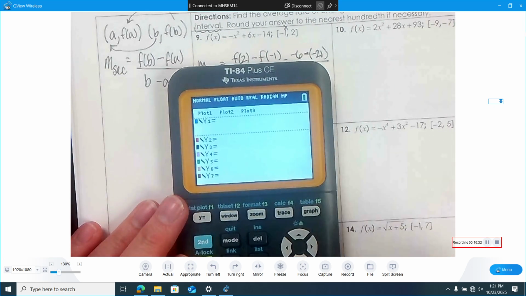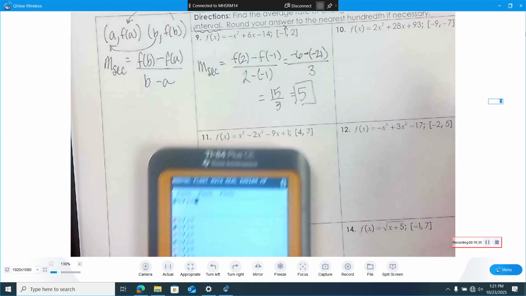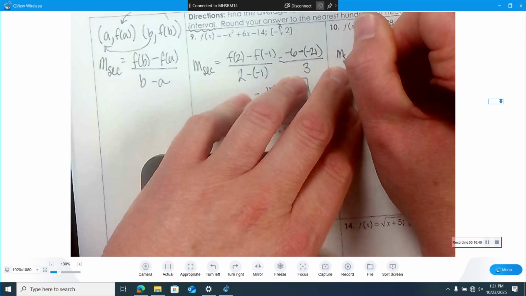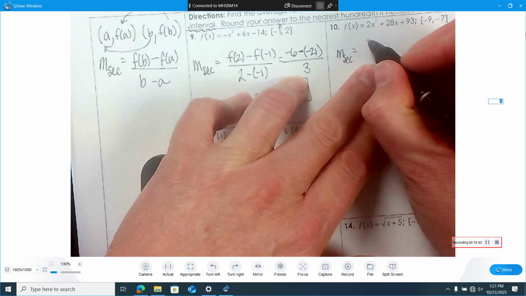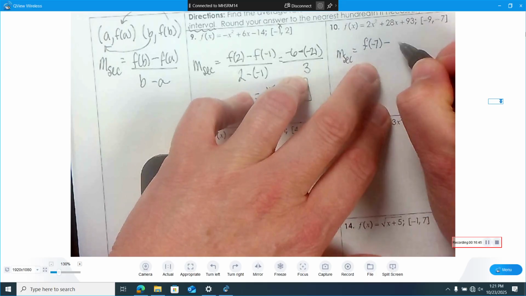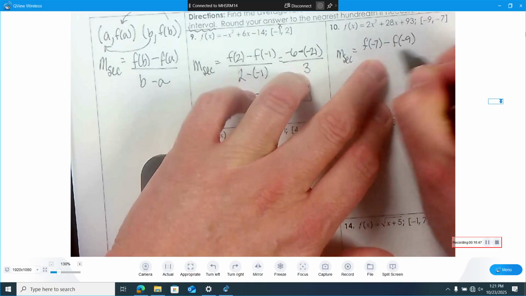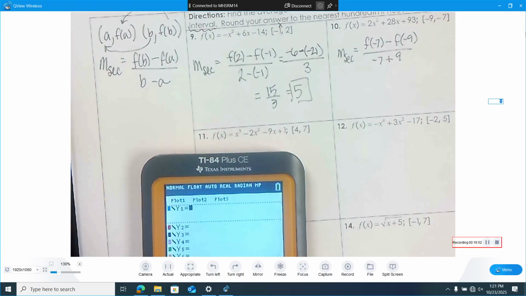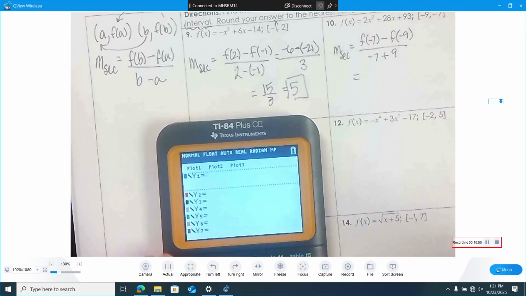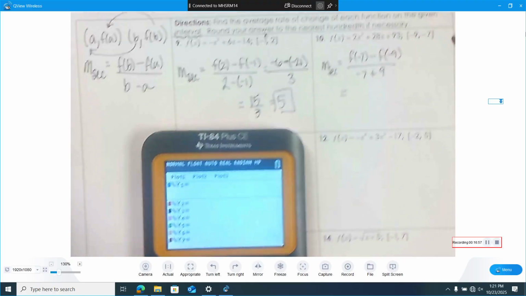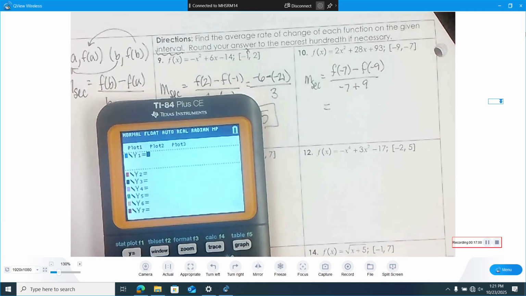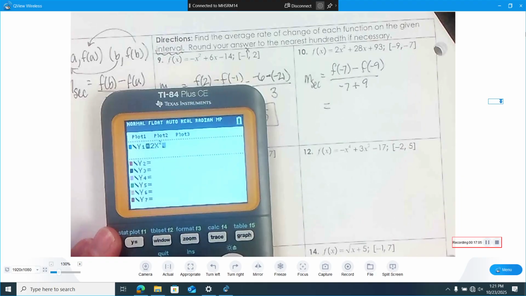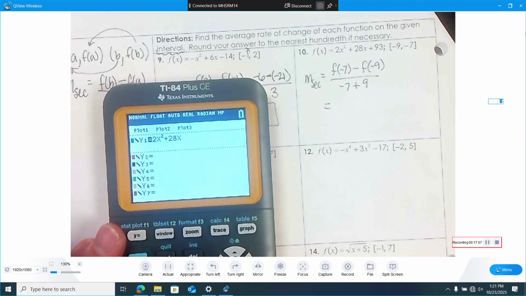So let's go back and try number 10. Let's see, we are doing the slope of the secant line. This is going to be our function evaluated at negative 7 minus f of negative 9 over negative 7 minus the negative 9. I'm showing it to you this way for a very specific reason, and this is because this earns you full credit on the AP test. All right, 2x squared plus 28x plus 93.